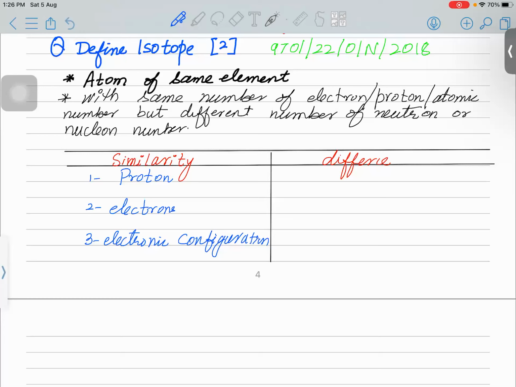Can you tell me the fourth thing which is common in isotopes? The reactivity. Reactivity or chemical reaction, exactly. Can you tell me why isotopes have the same chemical properties? Because they have the same number of electrons in the outer shell. Exactly. Very good. Chemical properties depend on the number of electrons and isotopes have the same number of electrons. That's why their chemical properties are the same.